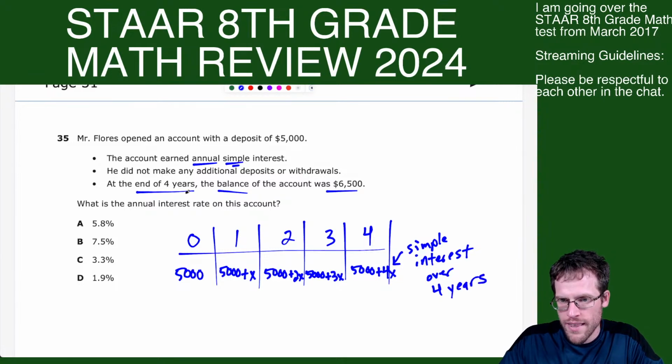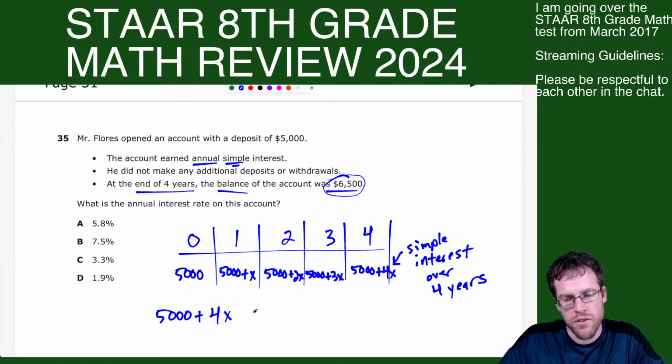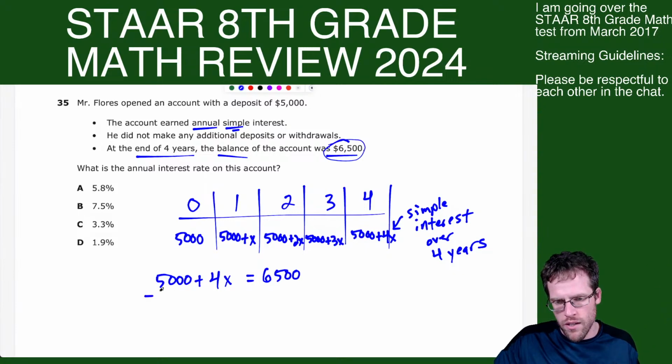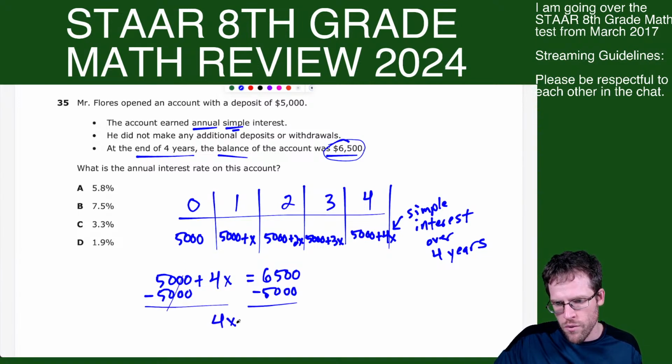What they told us is that at the end of 4 years, this is the account balance. So it's like saying here 5,000 plus 4 times whatever the simple interest is per year is equal to 6,500. Okay. Now, if you just know how to do this intuitively, then great. You might just know to go, oh, all right, let me do 6,500 minus 5,000 to see how much money Mr. Flores made in 4 years. So in 4 years, Mr. Flores made $1,500. That's pretty decent. Divide by 4 to see how much simple interest that Mr. Flores is getting per year.